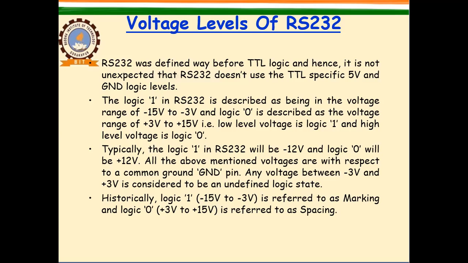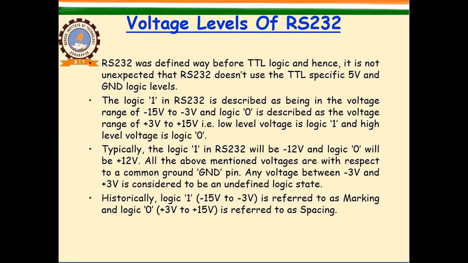All the above mentioned voltages are with respect to a common ground pin, and any voltage between -3 to +3 volt is considered to be an undefined logic state. So voltage between -3 to +3 volt is not defined in any of the logic states, either 0 volt or 12 volt. It is not considered in these two ways.